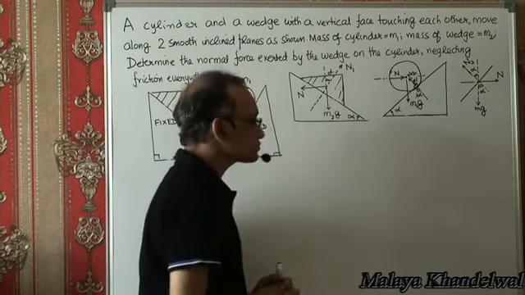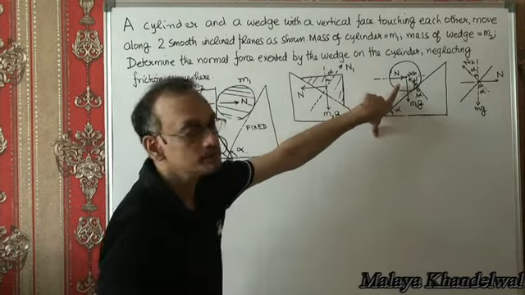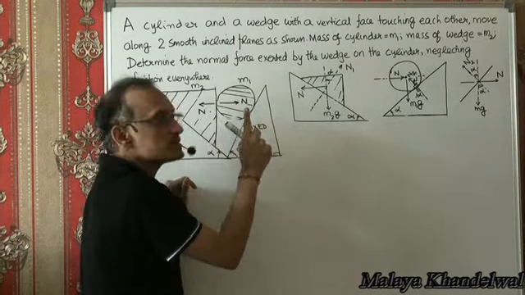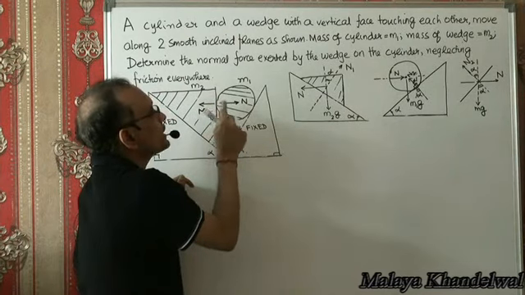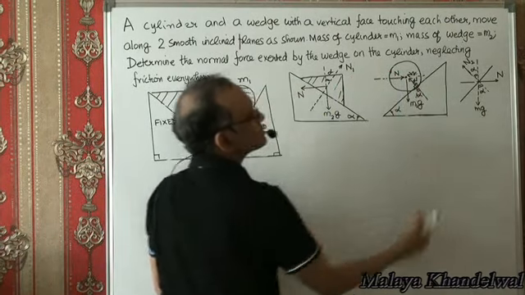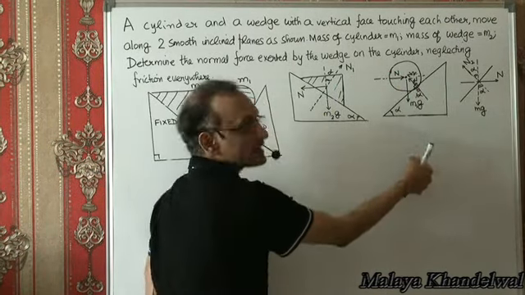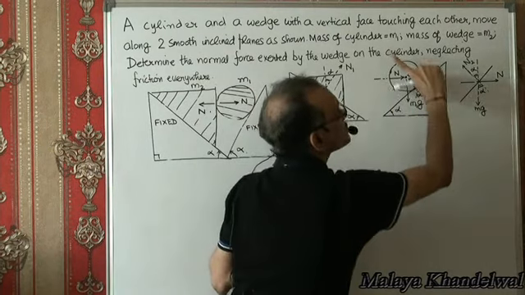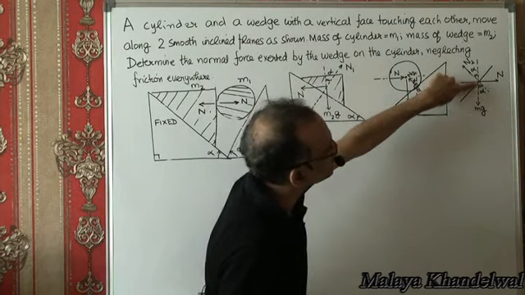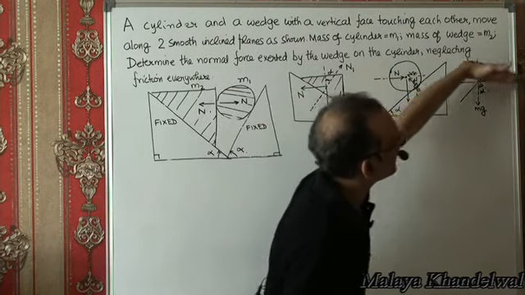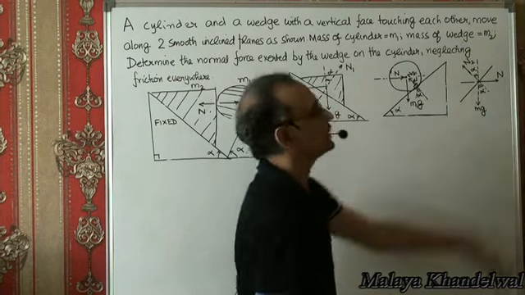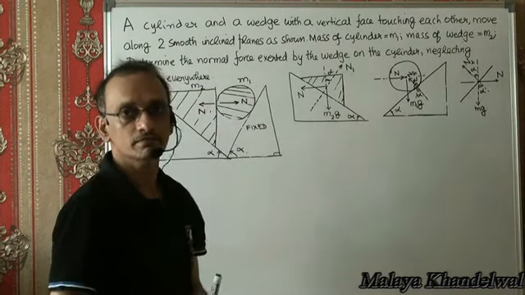What about the cylinder? The wedge will exert on the cylinder a normal force N that will pass through its center. Weight m1g acting downwards, and normal reaction N2 from the inclined plane making an angle alpha with the vertical, which you see more clearly here. Weight acting downwards, N horizontal, and N2 making an angle alpha with the vertical direction. This is how it is, right?